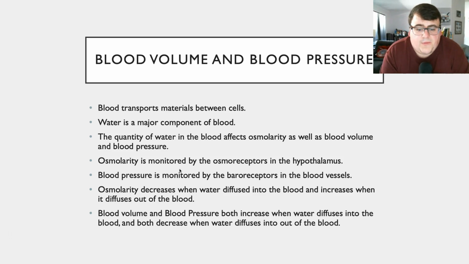Osmolarity is monitored by our body through osmoreceptors in the hypothalamus, whereas blood pressure is monitored by baroreceptors in the blood vessels. When osmolarity decreases, it's because water has diffused into the blood, and it increases when water diffuses out of the blood. Blood volume and blood pressure are opposite to this: they will both increase when water diffuses into the blood, but they'll both decrease when water diffuses out of the blood.